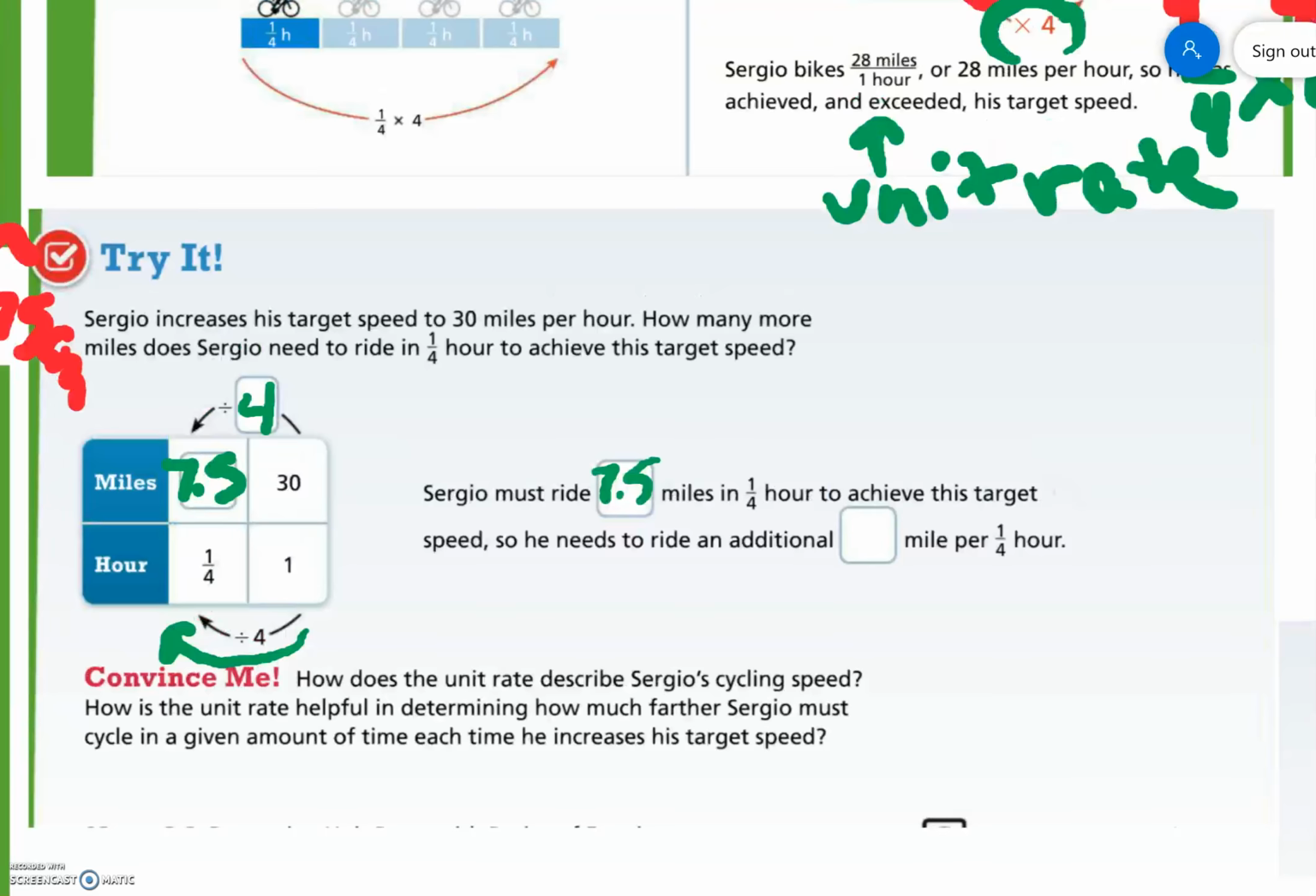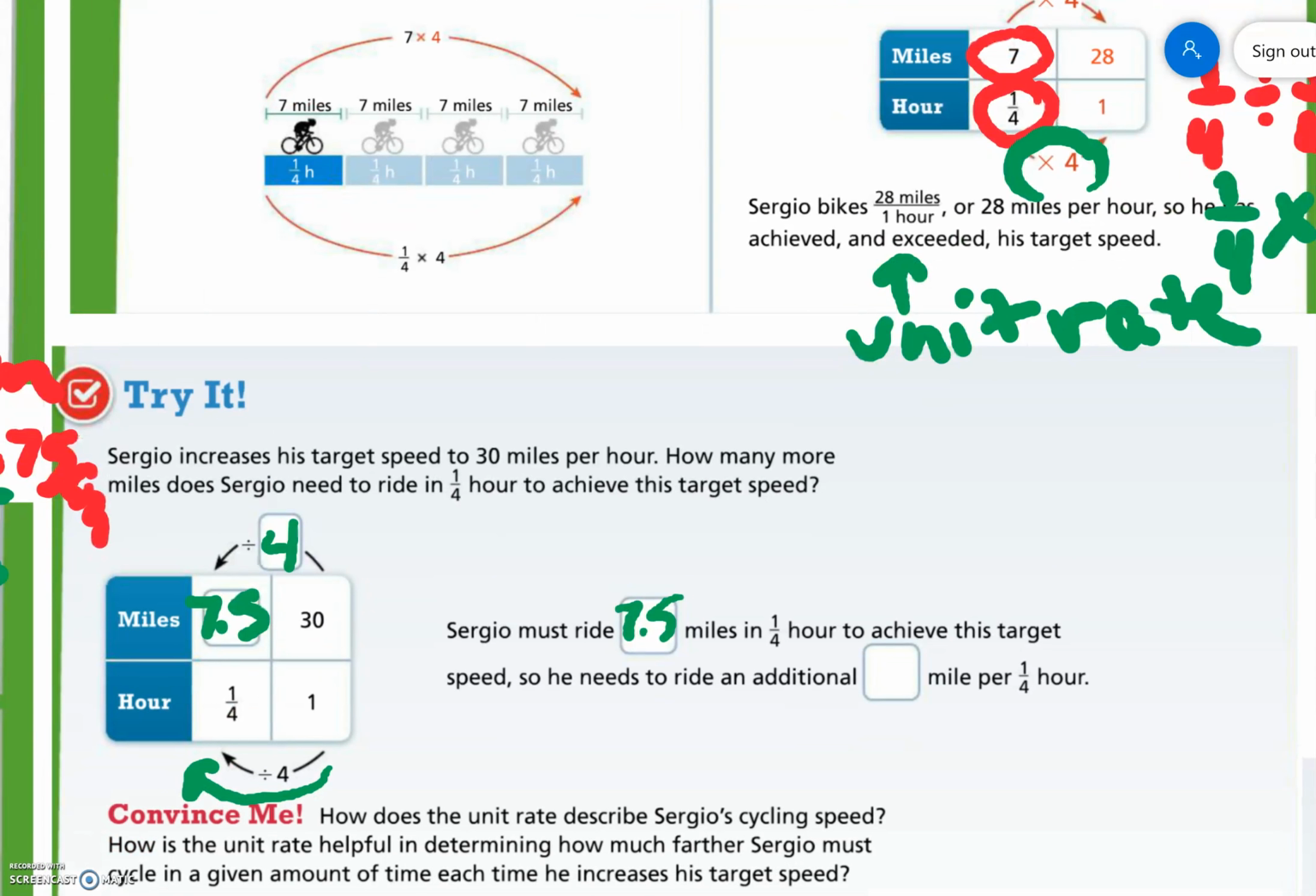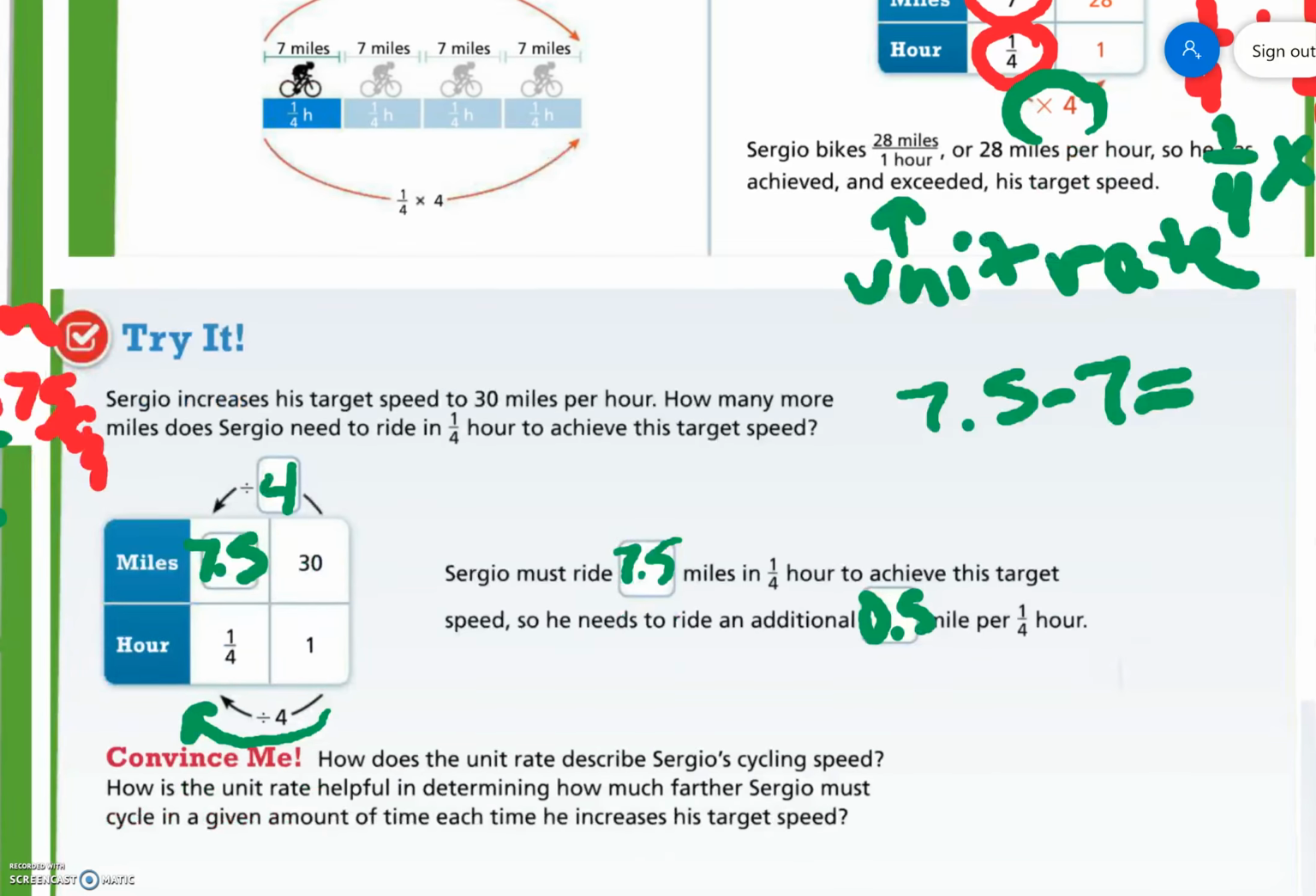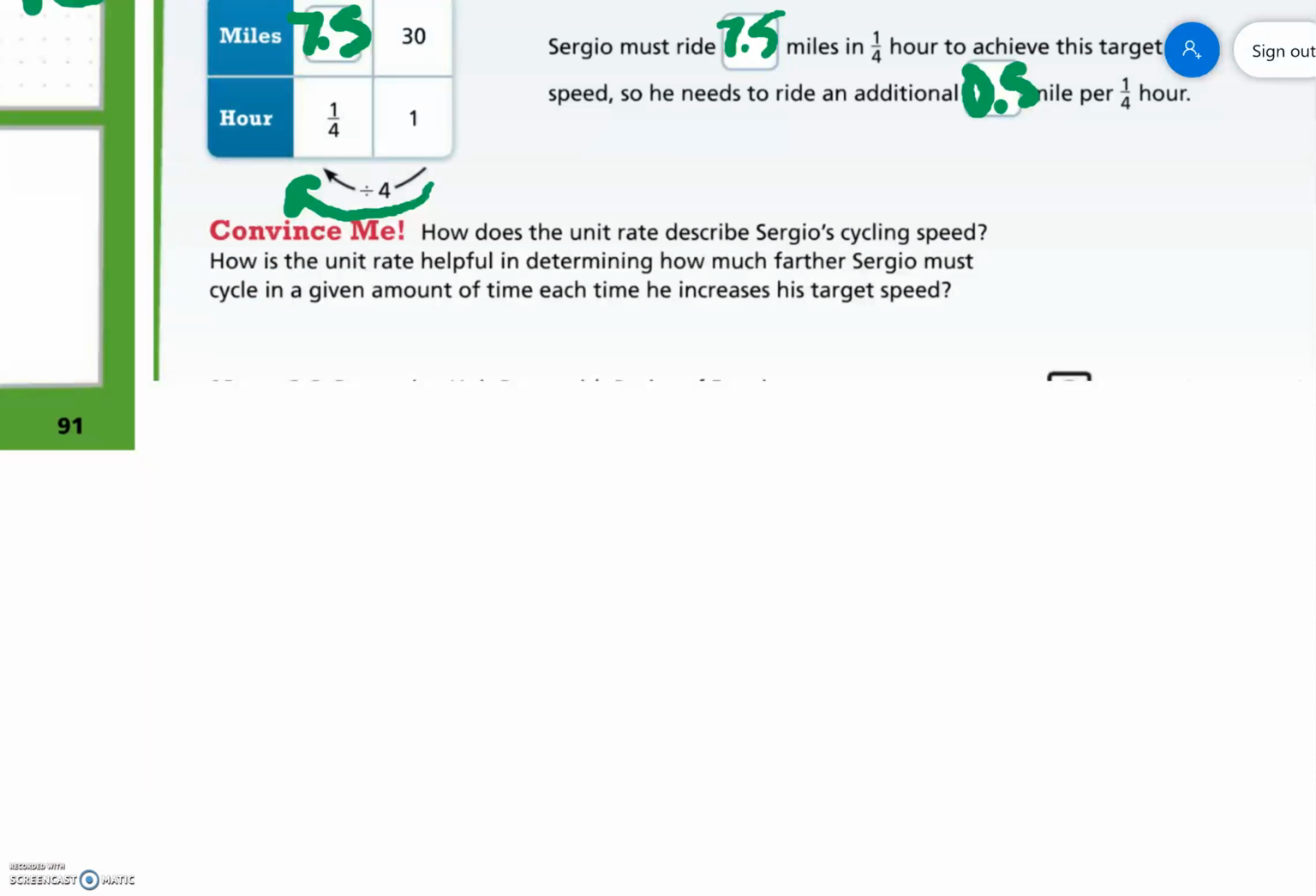So he needs to ride an additional, so we need to subtract. We have to do 7.5 minus 7, so it gives me 0.5. So a half a mile faster per quarter hour.